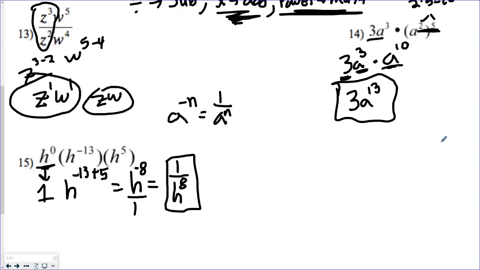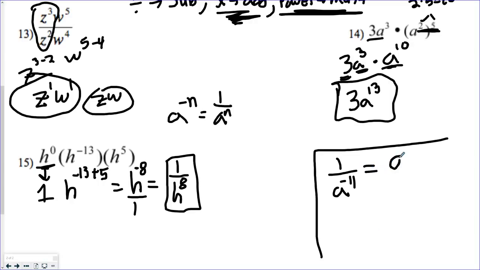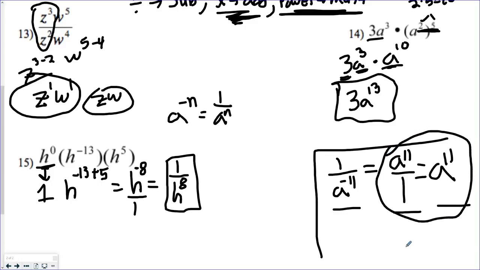So as a sub-example here, if I had something like 1 over a to the negative 11th, and I wanted to write that as a positive exponent, I would switch it around and do a to the positive 11th over 1, or even just a to the positive 11th. All three of these are the same. So these all three mean the same thing. It's just that these two have positive exponents, which is generally more preferred than a negative exponent.